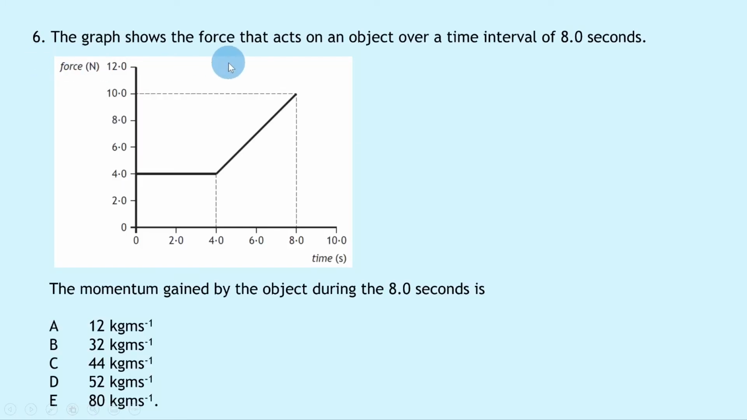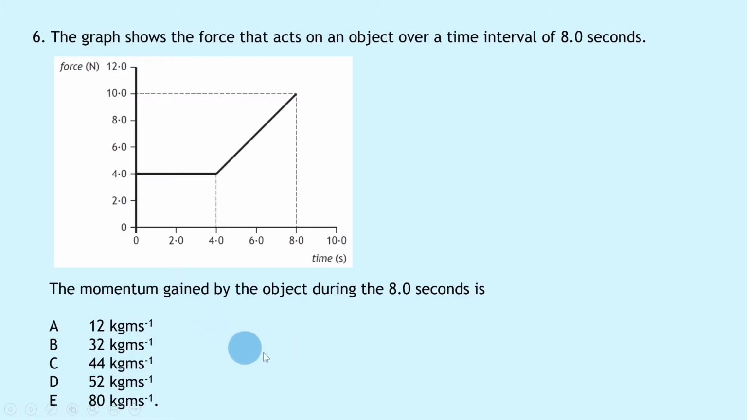Question 6 says the graph shows the force that acts on an object over a time interval of 8.0 seconds. So we have force in newtons on the y-axis against time in seconds on the x-axis, and it says the momentum gained by the object during the 8.0 seconds is. Well, that's the total time for this graph, the 8.0 seconds, and we need to notice the wording here, momentum gained. That is talking about a change in momentum.